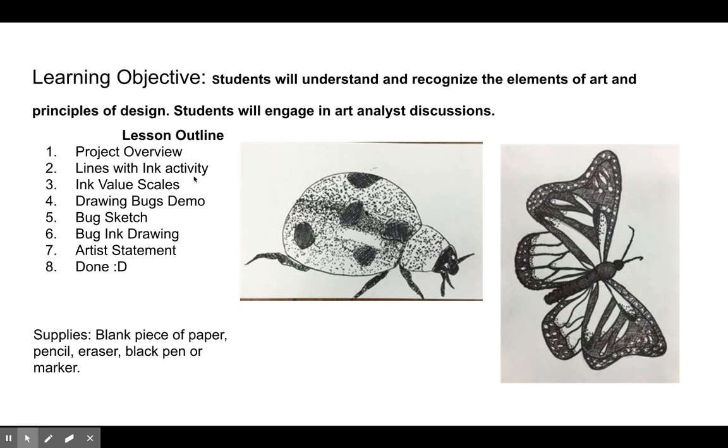We're going to do a little activity with lines, specifically creating different types of lines with ink. I'm going to show you how to do that. And then you're going to do an ink value scale because there's lots of different techniques that we can use to make values with ink. And when I say ink, I typically mean pen or marker. Typically, we use either regular Sharpies or fine point Sharpies, which fine point Sharpies are basically like pens anyways.